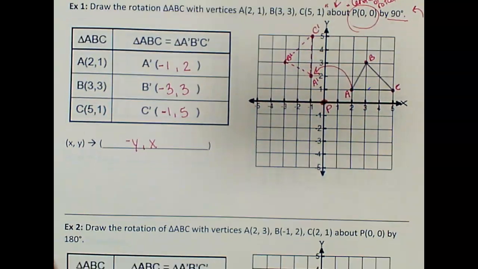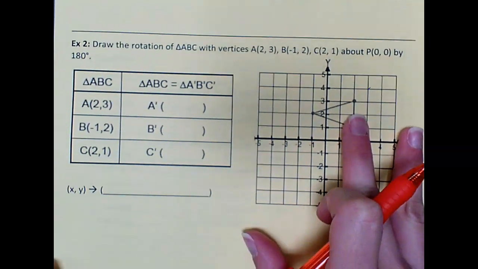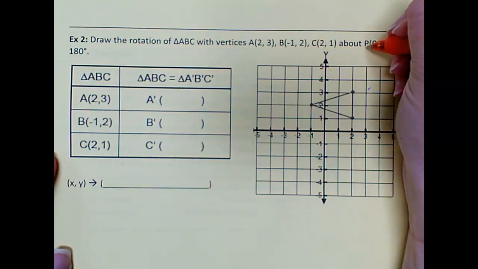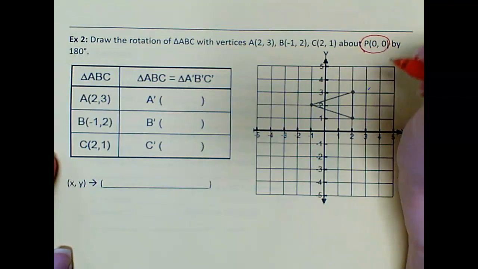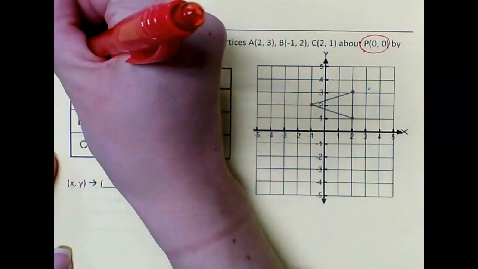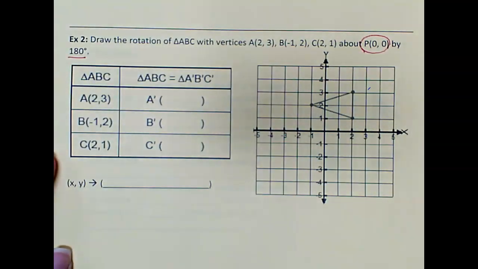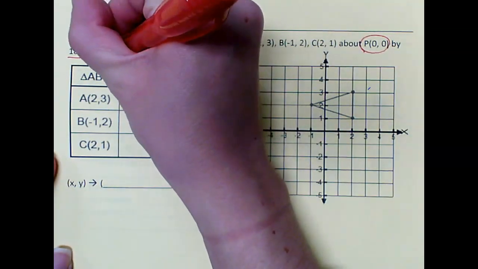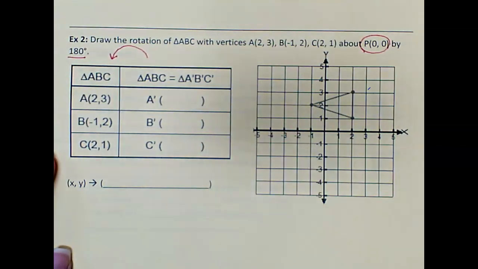Okay, let's look at example 2. Example 2: draw the rotation of triangle ABC with vertices at A (2, 3), B at (-1, 2), and C at (2, 1) about the point P, which is at the origin, by 180 degrees. That's a positive angle measure, so that means that we are rotating in the counterclockwise direction 180 degrees.